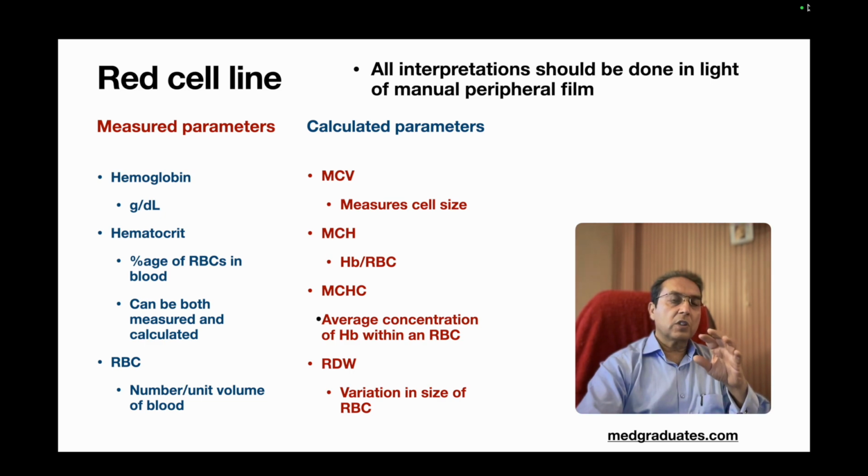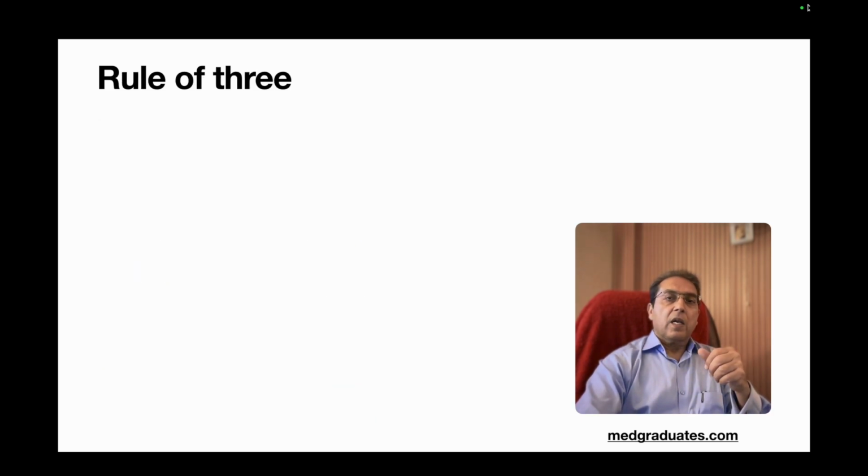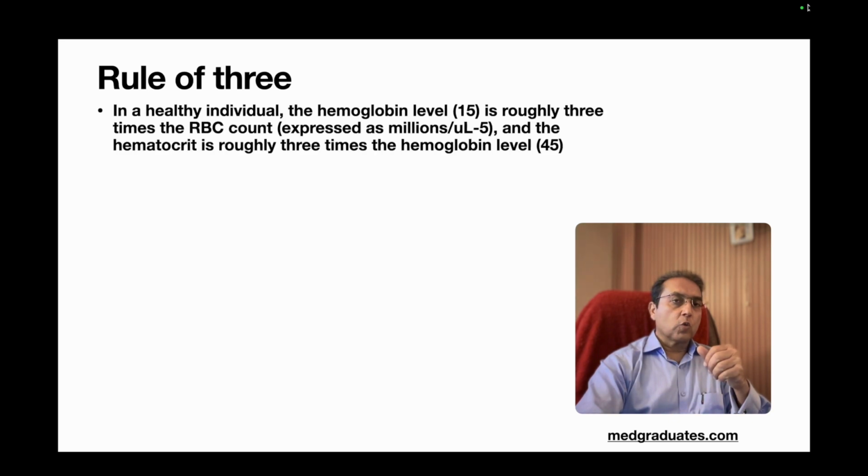Now we are going to see how to read these parameters when you get a CBC and how to draw a meaningful conclusion out of this. When you are examining a CBC, there's a rule of 3. In healthy individuals, the hemoglobin is roughly 3 times the RBC count expressed in millions per microliter, and the hematocrit is roughly 3 times the hemoglobin. This is a general rule.